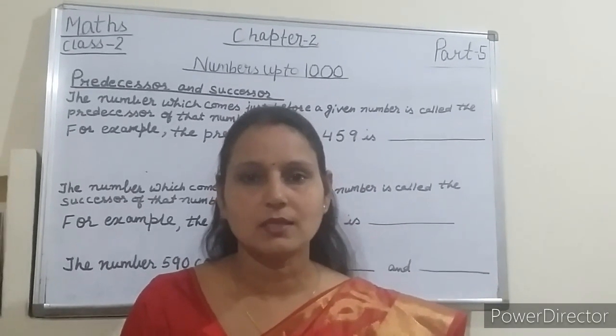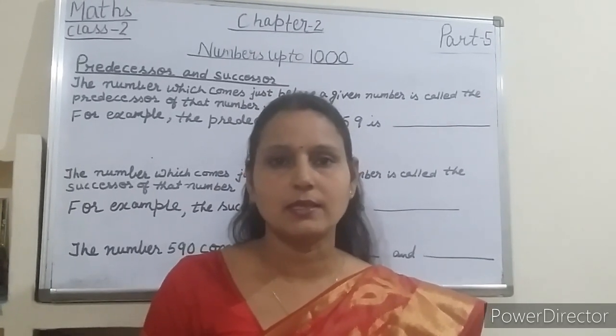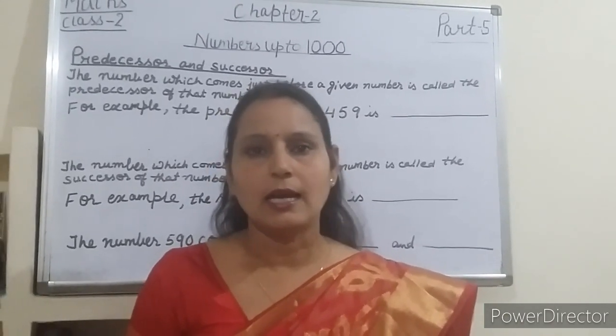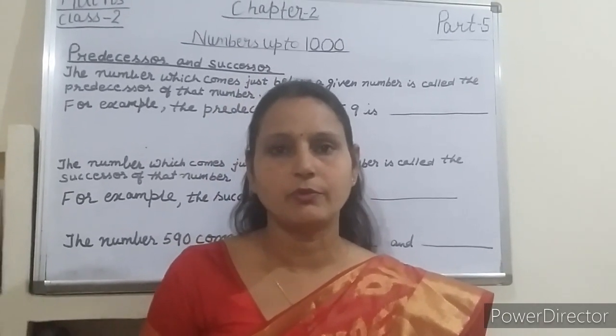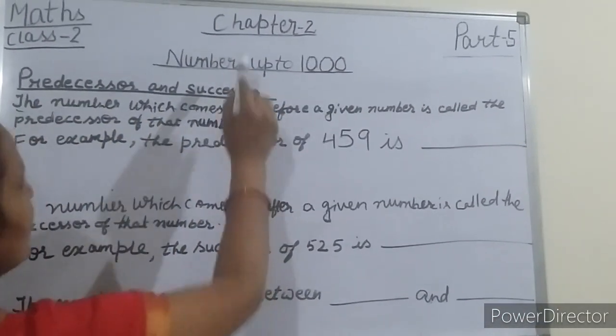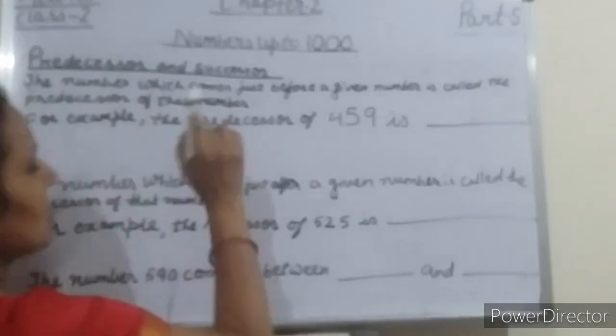Good morning students. Now I am going to start with predecessor and successor of chapter 2, numbers up to 1000, and this is video number 5 of chapter 2. Now students, start with chapter number 2, numbers up to 1000, predecessor and successor.